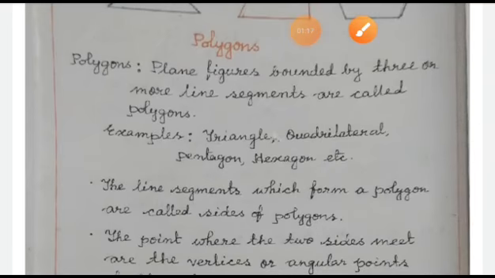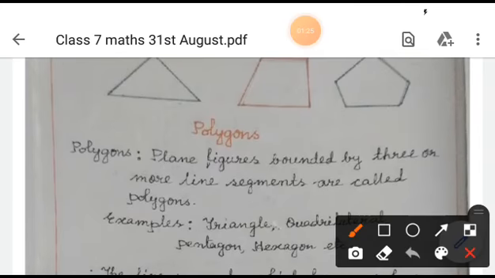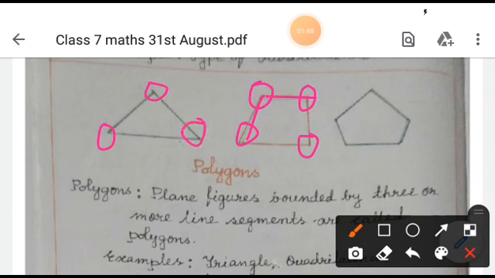Next, the points where two sides meet are the vertices or angular points. Let us see the diagram: when two sides of the polygon meet at a particular point, you can see that these two sides are meeting at a particular point. It is forming the angular points. These are called the vertices. Over here also it has 4 vertices, and in case of a triangle it has formed 3 vertices.